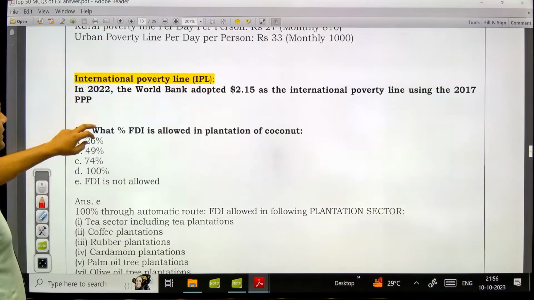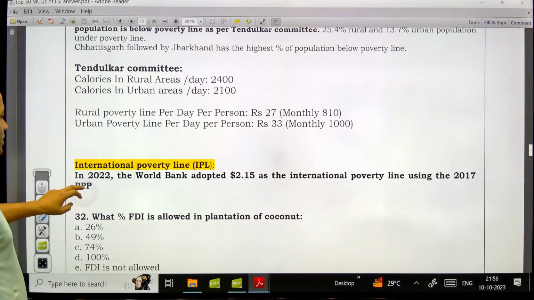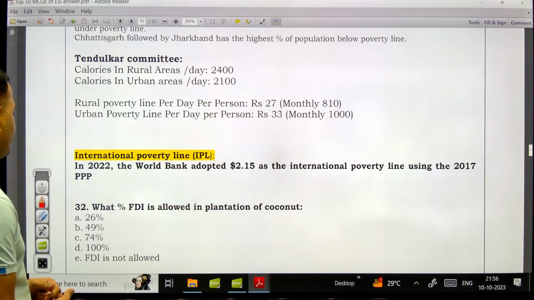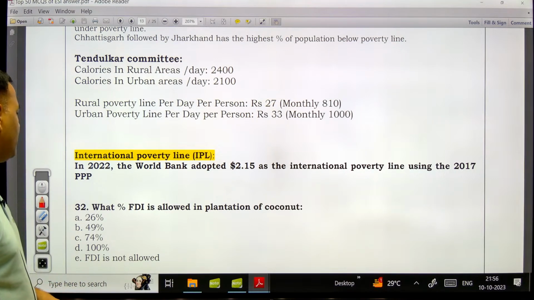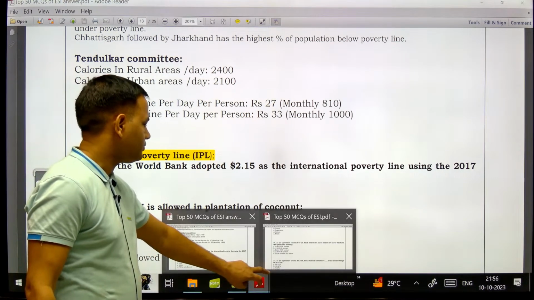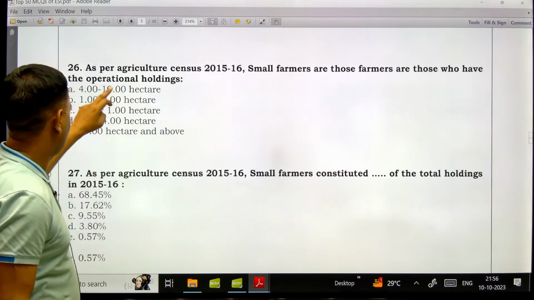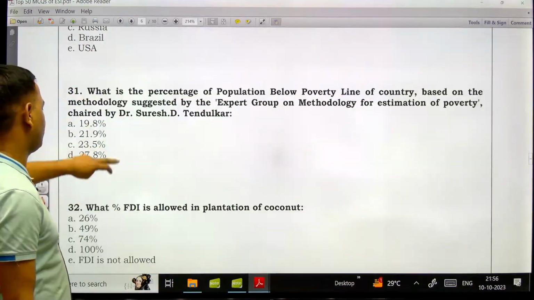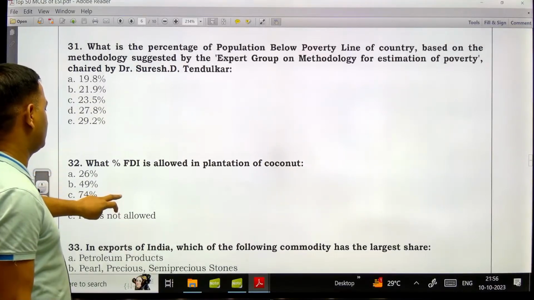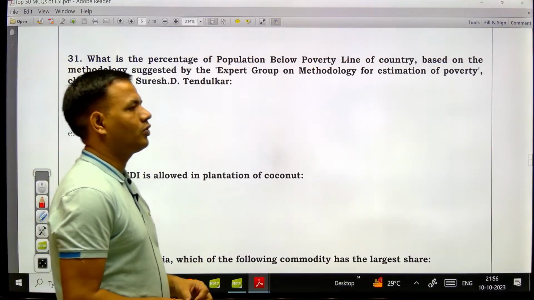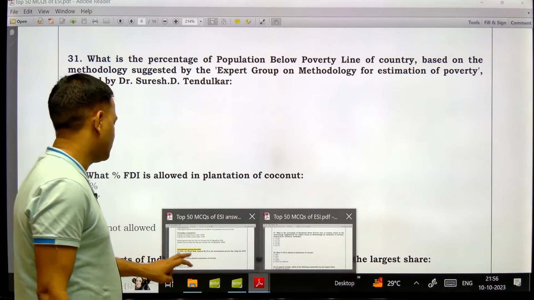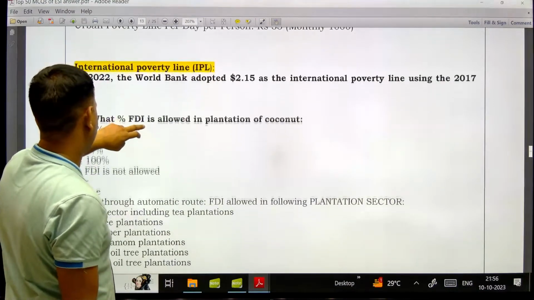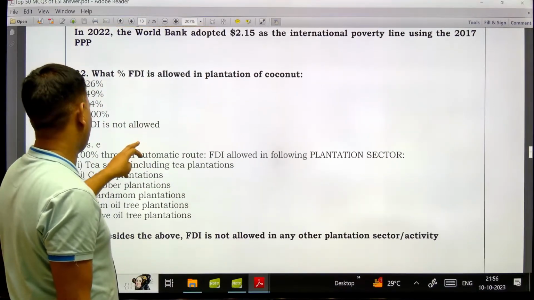$2.15. What percent FDI is allowed in plantation of coconut? 26%, 49%, 74%, 100%, or FDI is not allowed? Just tell me what percent of FDI is allowed in plantation of coconut? Yes, it is not allowed in plantation of coconut.